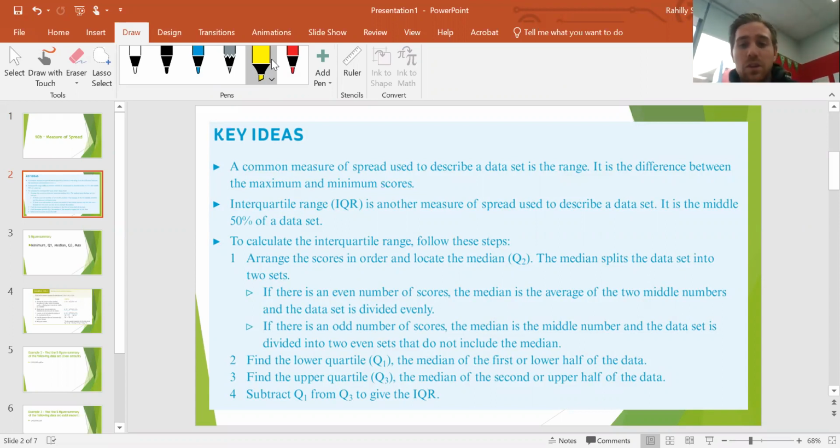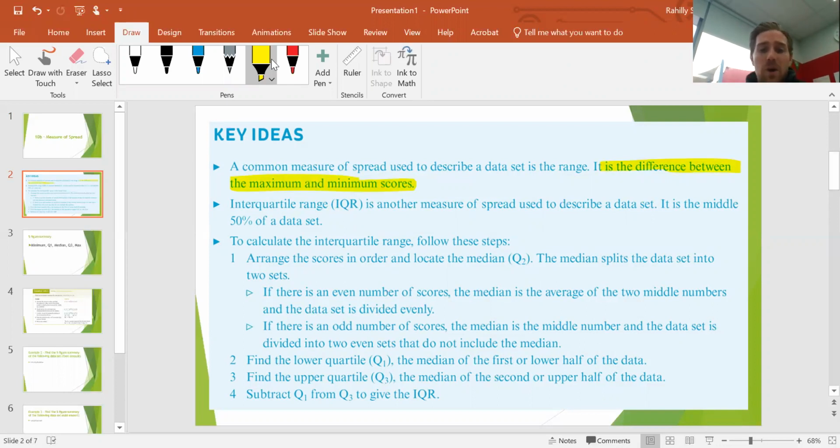A common measure of spread used to describe a data set is the range. We touched on that in our last video for 10A. It's the difference between the maximum and minimum scores. So you find that out by minusing your minimum from your maximum. Difference between the minimum and the maximum.